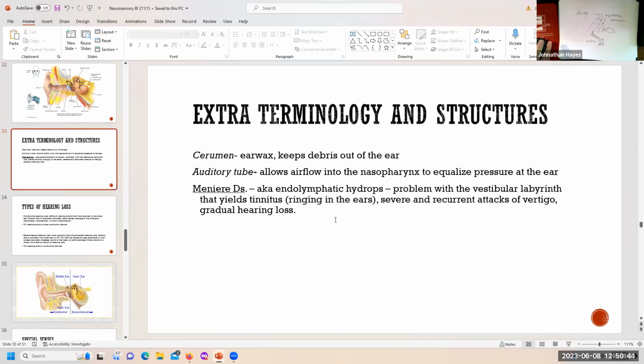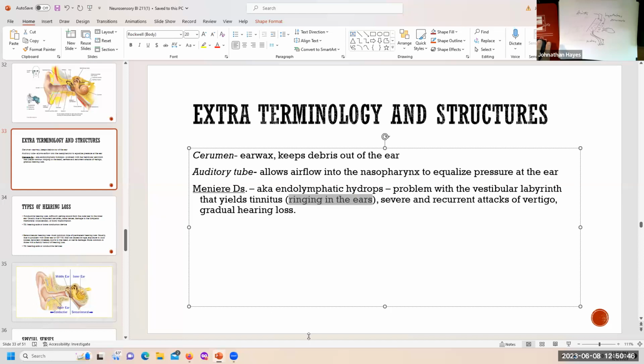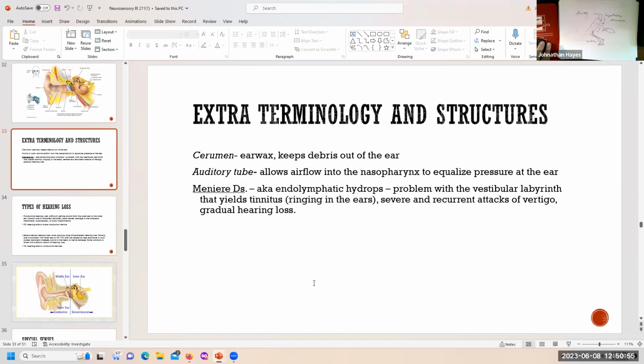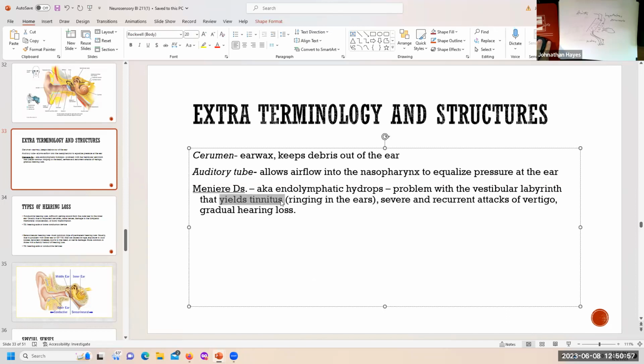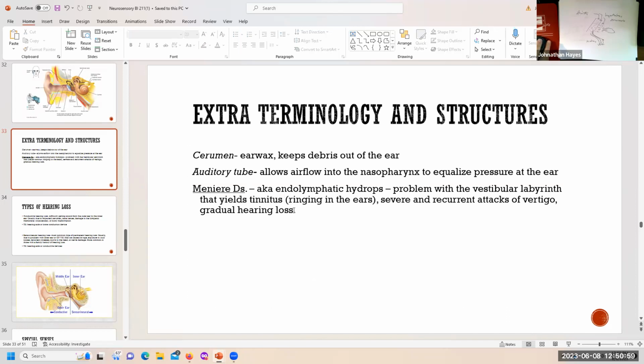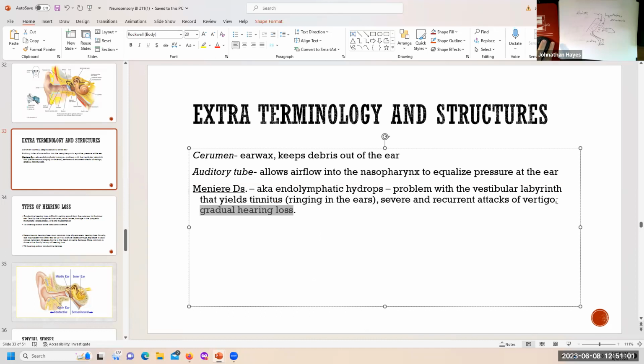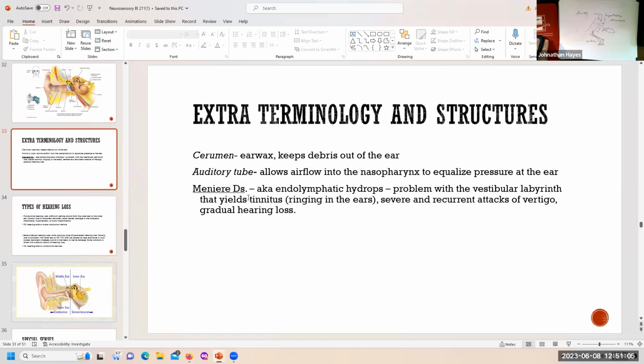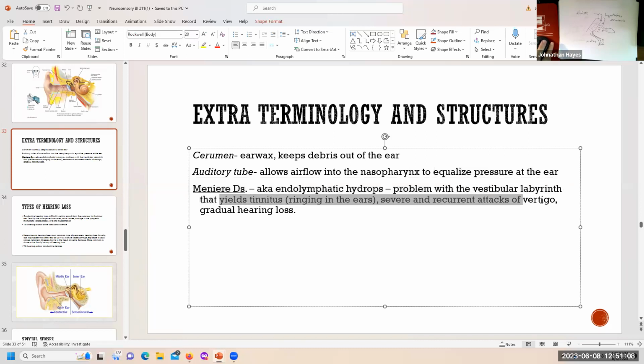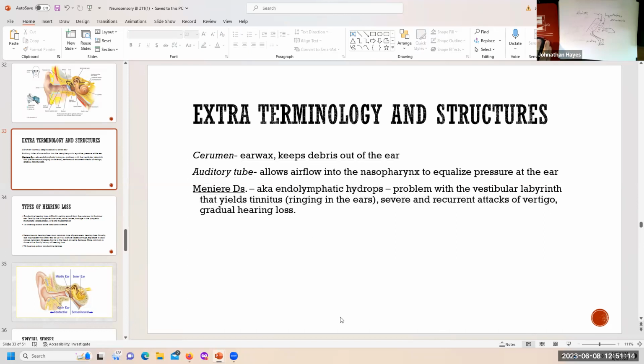And tinnitus doesn't always have to be a high-pitched ringing of the ear. It can sometimes be a low-pitched swooshing, right? So think about listening inside of a seashell. Sometimes tinnitus sounds like that, right? But it's just hearing things that aren't there. And then you're going to have gradual hearing loss and vertigo, which is the sensation of the room spinning. So if you have all three, tinnitus, vertigo, and gradual hearing loss, then think Meniere's disease or endolymphatic hydrops, and it comes and goes. Right?